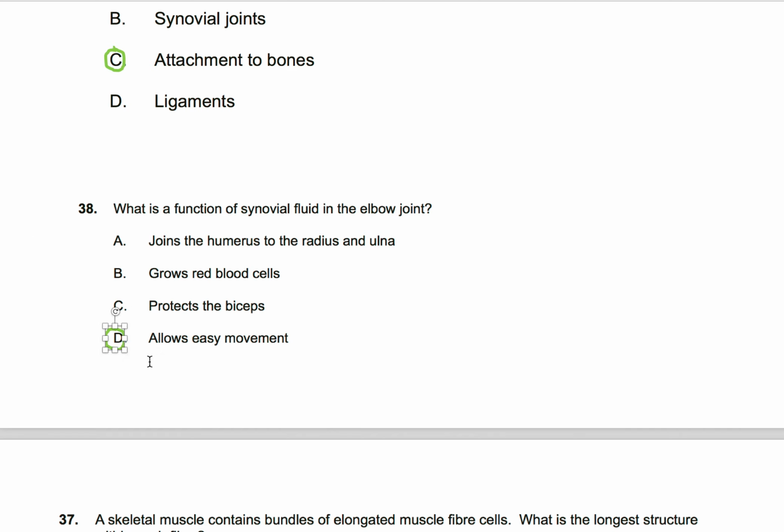Allows for easy movement, because it makes it slippery in between the bones so that you can move your bones smoothly. It does not join the humerus to the ulna or the humerus to the radius and the ulna. It does not grow red blood cells. Red blood cells are made within the bone marrow, the inside of your bones. How about C? Protects the biceps. No, it does not have anything to do with your biceps. It's just part of the joint.